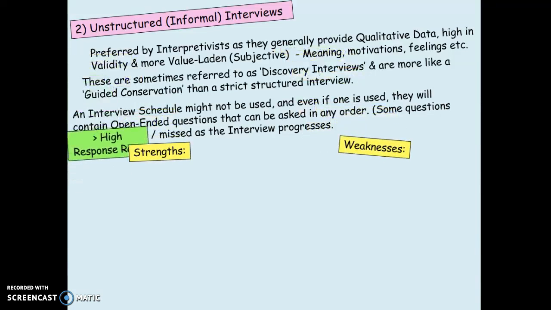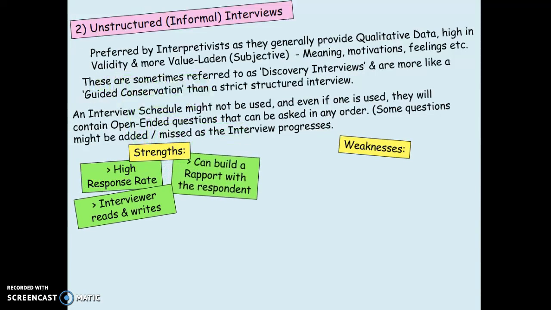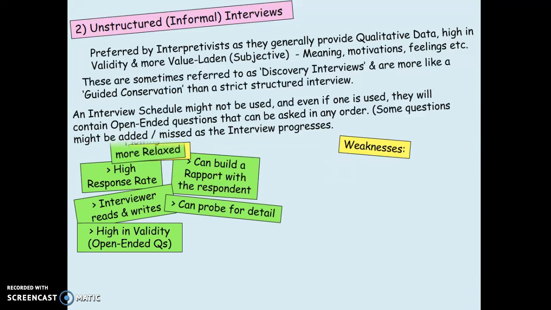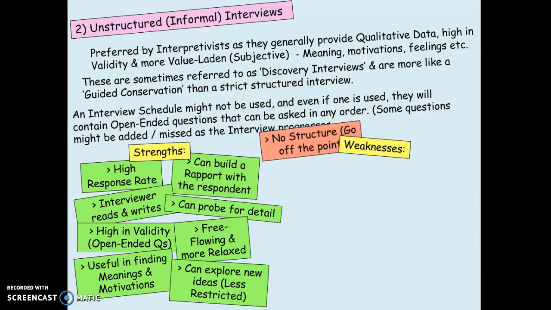Strengths: high response rate. Interviewer writes and reads, can build a rapport with the respondent, can probe for detail, high in validity, free-flowing and more relaxed, useful in finding meanings and motivations, can explore new ideas, less restricted.